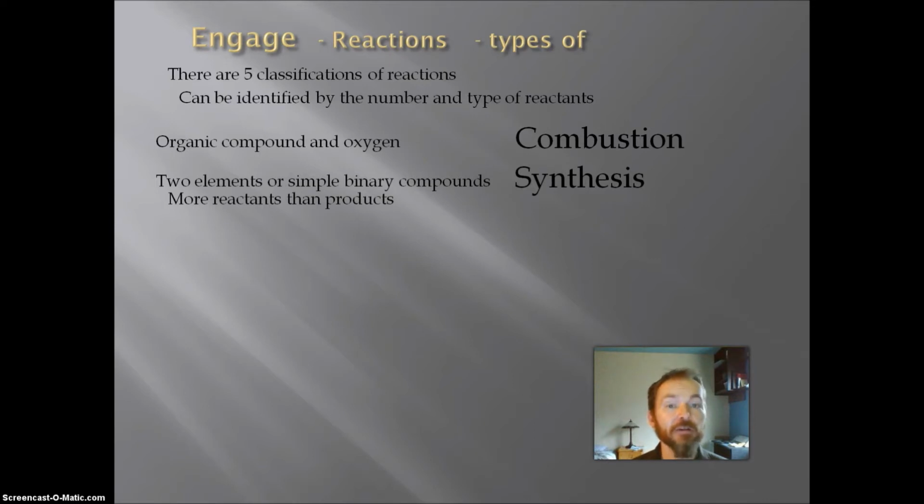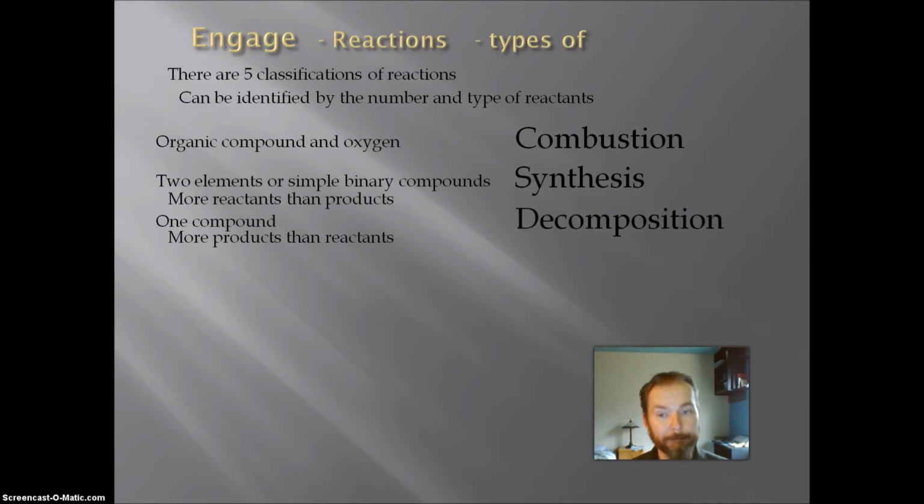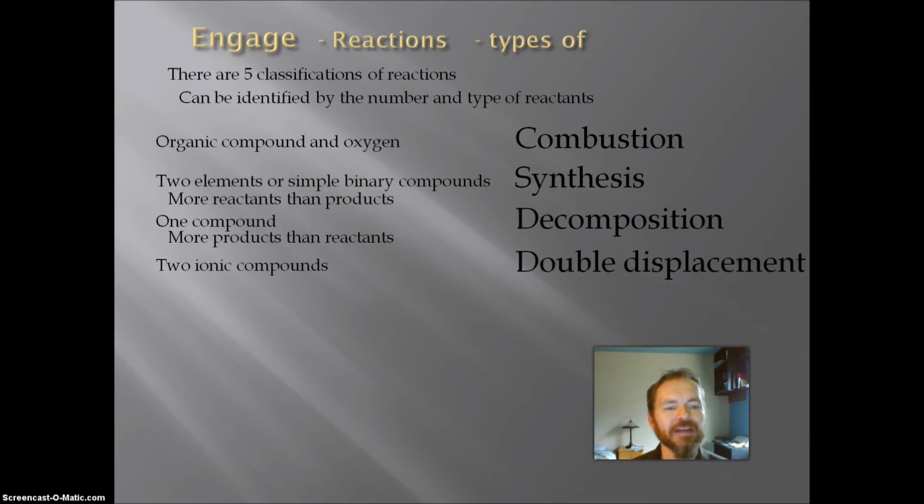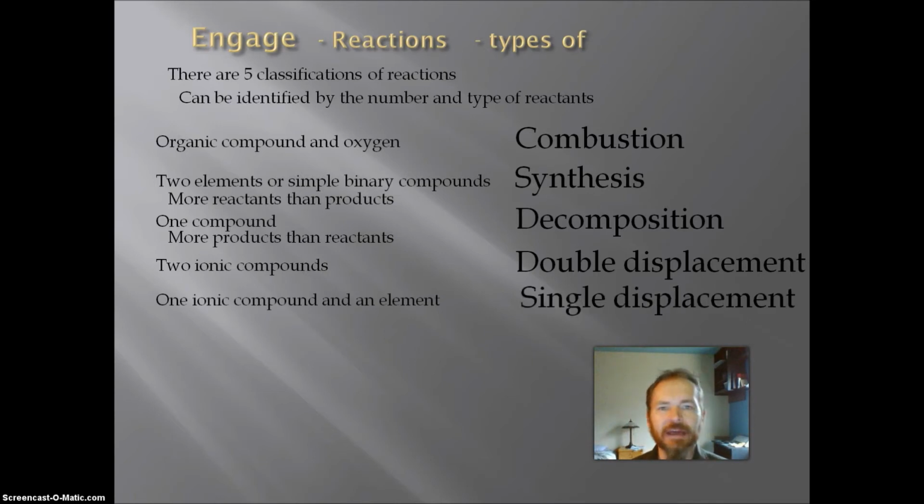Synthesis reactions are also sometimes called combination reactions. If you start with 1 compound, or if in the reaction there are more products than reactants, then you're going to have a decomposition reaction. If you start with 2 ionic compounds, that means that we are going to have a double displacement reaction. And if we have 1 ionic compound and an element, that is going to be a single displacement reaction. So these are the 5 categories of reactions that you are going to have to be able to put reactions into. So let's practice with a couple.